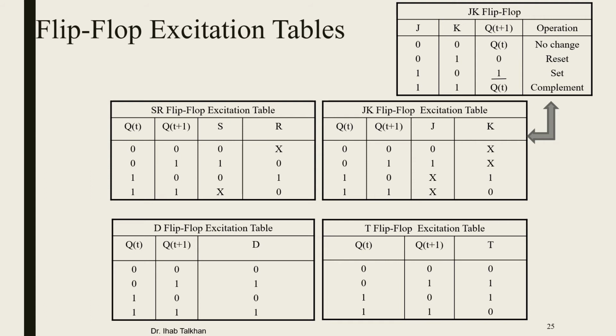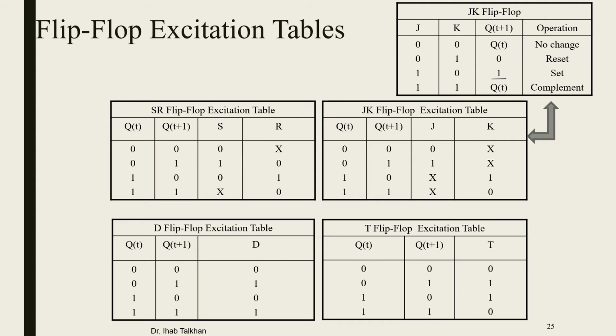Let me start with the JK flip-flop excitation table, because this is the example I'm going to give you in detail, and then you have to follow the same scenario for the SR, D, and T. As you can see here, in this table Q present and Q next are known. What is the application of that?